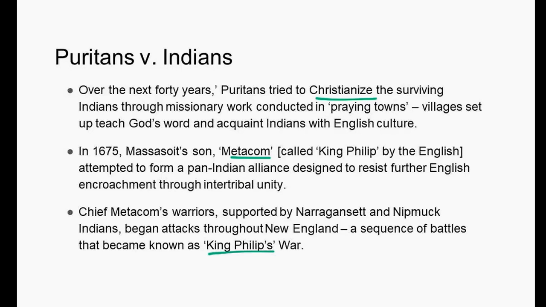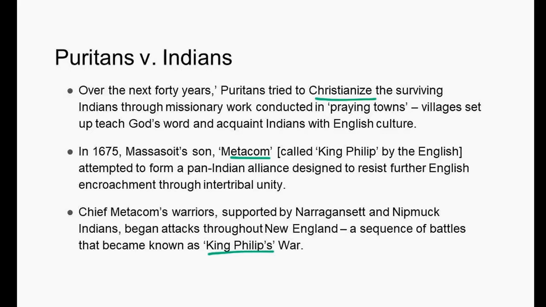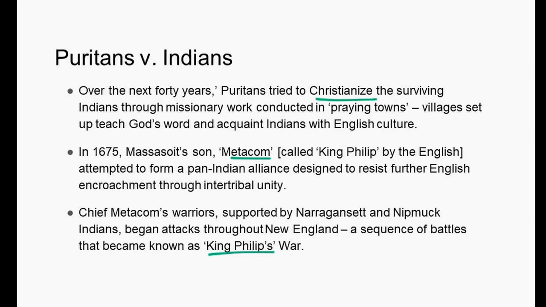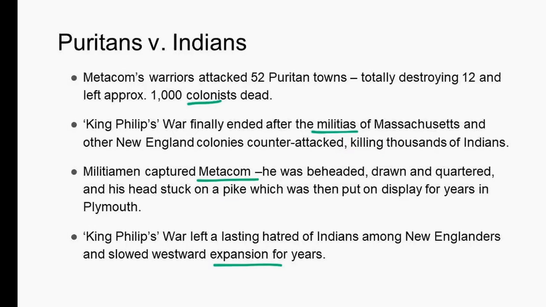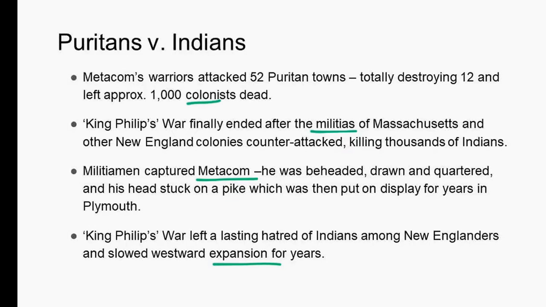In 1675, Massasoit's son, named Metacom, also called King Philip by the English, attempted to form a pan-Indian alliance designed to resist further English encroachment through intertribal unity. Chief Metacom's warriors, supported by the Narragansett and Nipmuc Indians, began attacks throughout New England, a sequence of battles that became known as King Philip's War. Metacom's warriors attacked 52 Puritan towns, totally destroying 12, and left approximately 1,000 colonists dead.